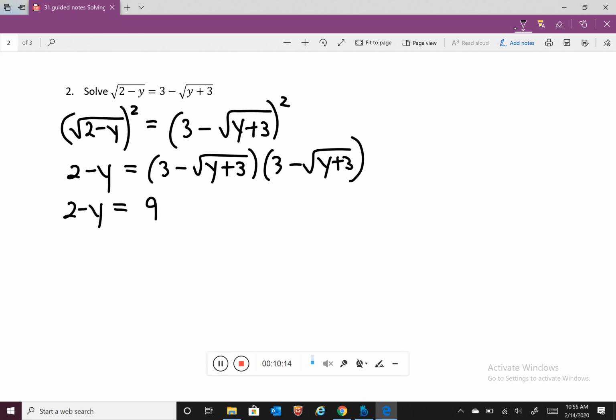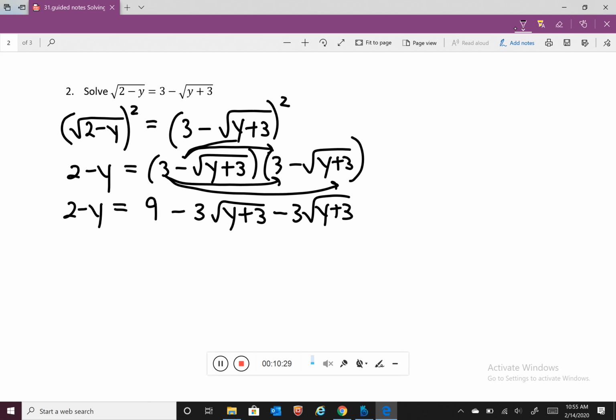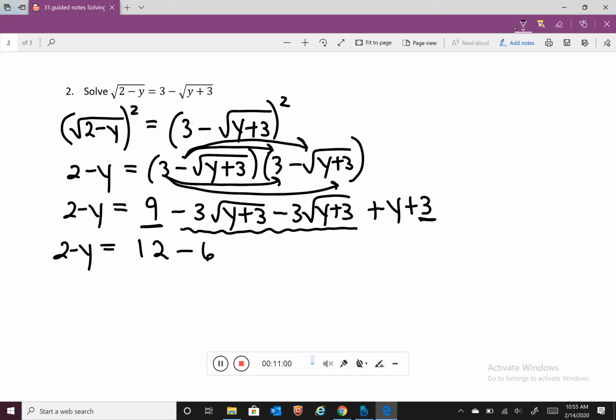3 times 3 gives us 9, minus 3 times the square root of y plus 3, minus 3 times the square root of y plus 3. And then notice we have minus the square root of y plus 3 times itself, so that will give us plus. And the square root of y plus 3 times the square root of y plus 3 will give us y plus 3. Combining, we have 9 combined with 3, which gives us 12. Notice these are exactly the same. So there's 2 of them. So twice 3 is 6. They're both negative. That remains. And then we also have this plus y.